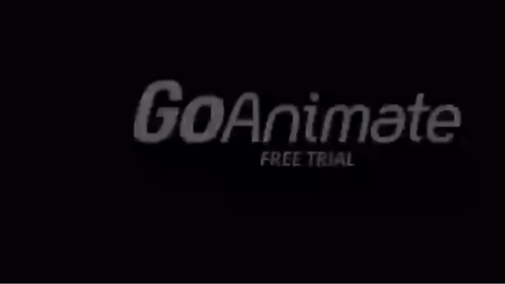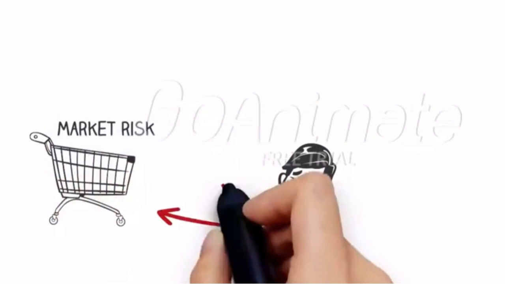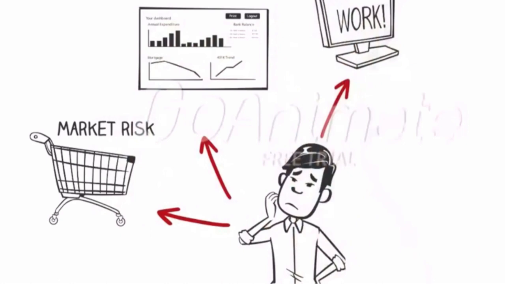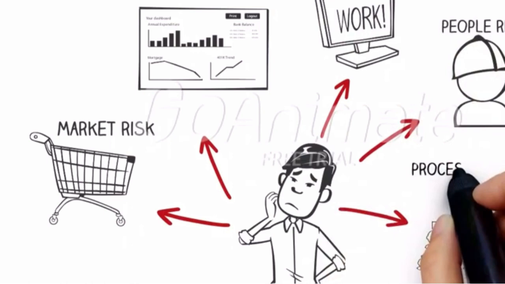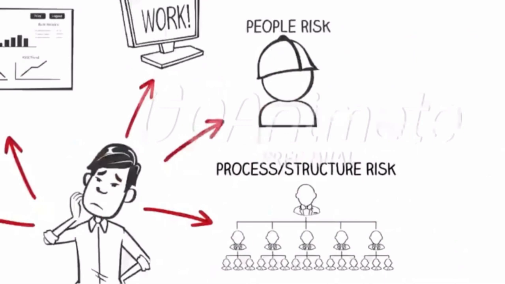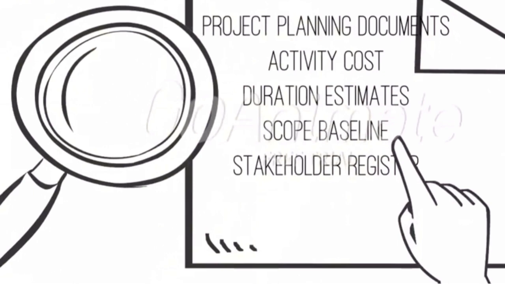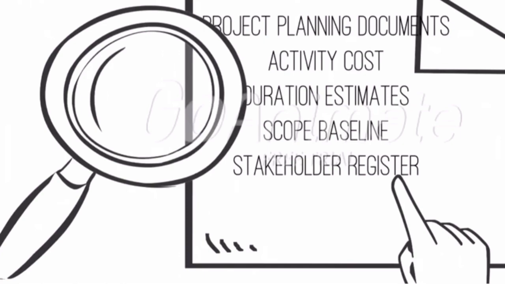Identifying risks is the process of understanding what potential events might hurt or enhance a particular project. It is important to identify potential risks early, but you must also continue to identify risks based on the changing project environment. Also, remember that you cannot manage risks if you do not first identify them. Many potential risks can be identified by understanding common sources of risks and reviewing a project's planning documents, activity cost and duration estimates, the scope baseline, stakeholder register, enterprise environmental factors, and organizational process assets. There are several tools and techniques for identifying risks.